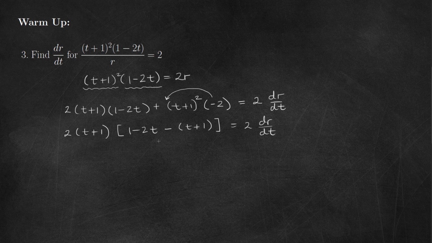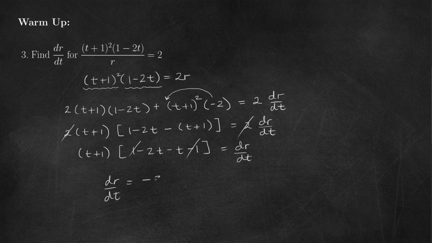Now if I divide both sides of this equation by 2, the 2's drop out, and I have (t plus 1) times (1 minus 2t) minus t minus 1 equals dr dt. So the 1 minus 1 is 0, and negative 2t minus t is negative 3t. So I have dr dt equals negative 3t times (t plus 1).